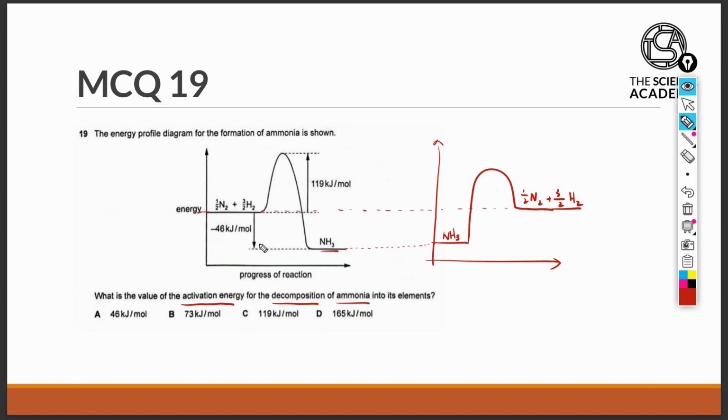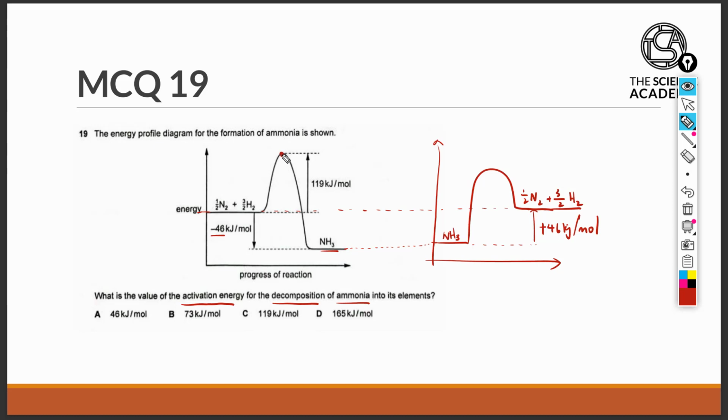From the first energy profile diagram, it tells us that the energy level difference between these substances and this substance is 46 kilojoules per mole. So the energy level difference between the same two substances is going to be 46 kilojoules per mole. And if you write this in terms of overall enthalpy change for this reaction, it is going to be a positive enthalpy change of the same magnitude of 46 kilojoules per mole.